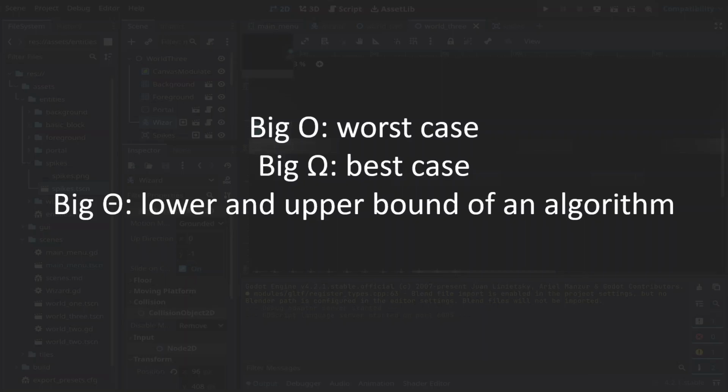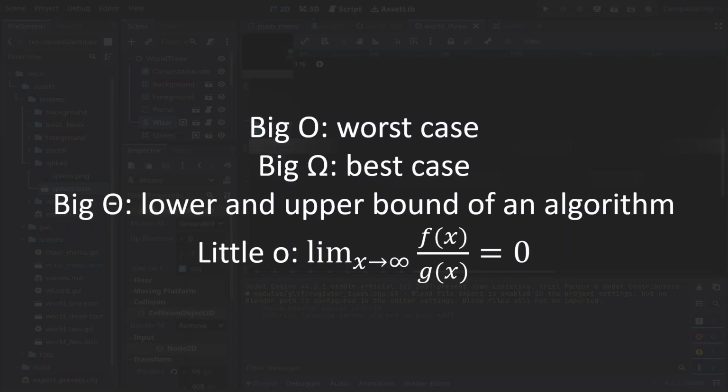And then finally, we have little o. So the formal definition for little o is f(x) = o(g(x)) if for all constants c, there exists an x0 such that f(x) < c·g(x) when x is greater than x0. In other words, as is displayed here on the screen, the limit of f(x) over g(x) equals 0 as x goes towards infinity.